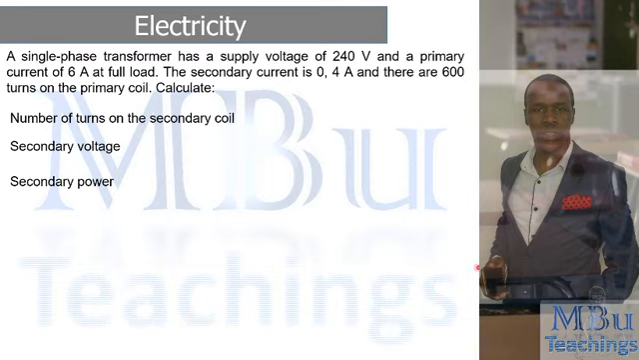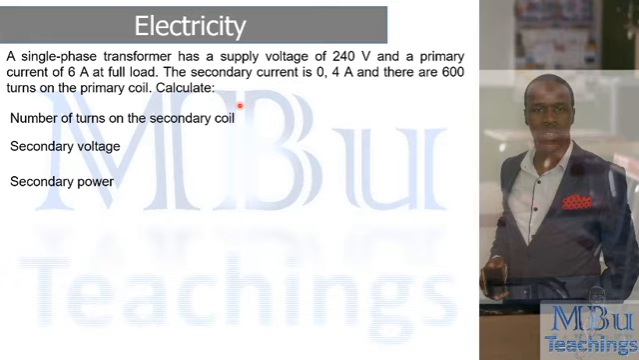Welcome back. Let's read this example. A single-phase transformer has a supply voltage of 240 volts and a primary current of 6 amps at full load. The secondary current is 0.4 amps and there are 600 turns on the primary coil. Now we are asked to calculate the number of turns on the secondary coil.